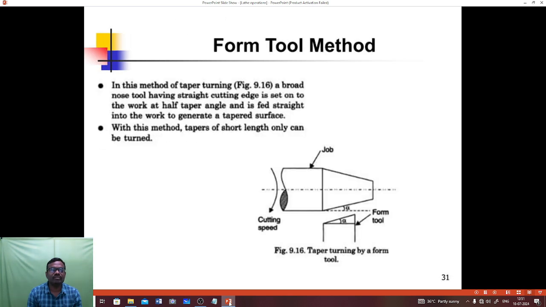The next one is form tool method of taper turning. In this method of taper turning, a broad nose tool having straight cutting edge is set on to the work at the half taper angle and is fed straight into the work to generate a tapered surface. With this method, tapers of short length only can be turned.